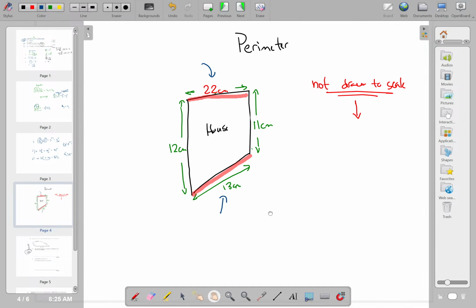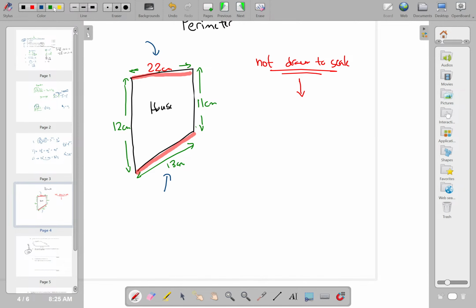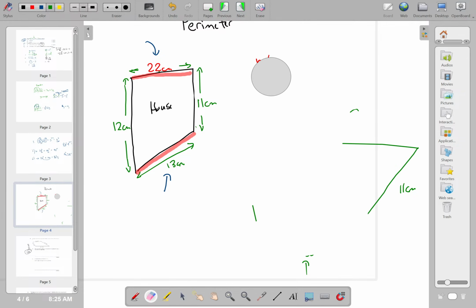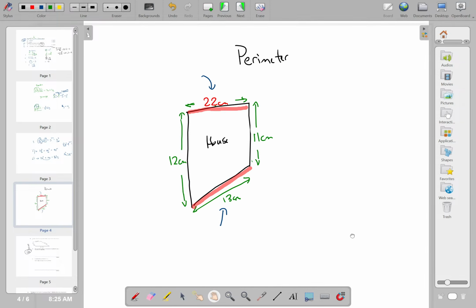If I was going to truly draw that shape, it would look something like this, with the 22 very long, and then this one over here very short. That is what would be expected if it was actually drawn to scale, because the 22 would look far longer than the 13. So what I want to make sure everybody understands is, when you see not drawn to scale on a diagram for CXC, it means don't trust your eyes. Trust the measurement. They're saying that this measures that, so make sure you trust that.